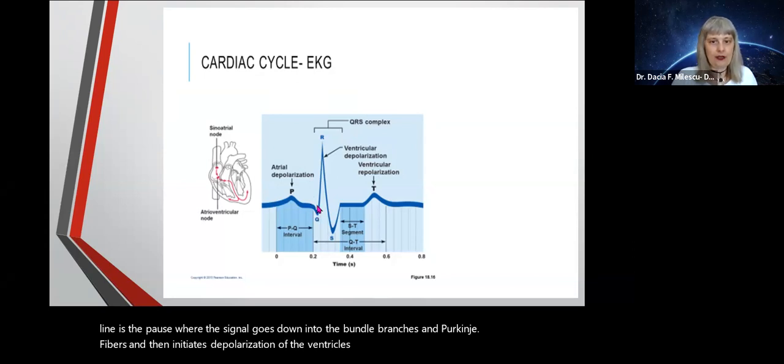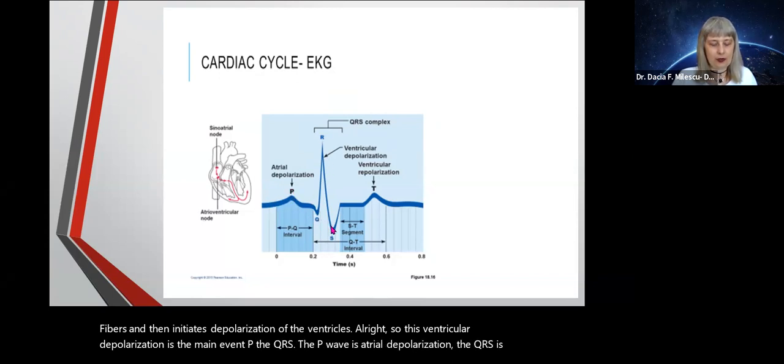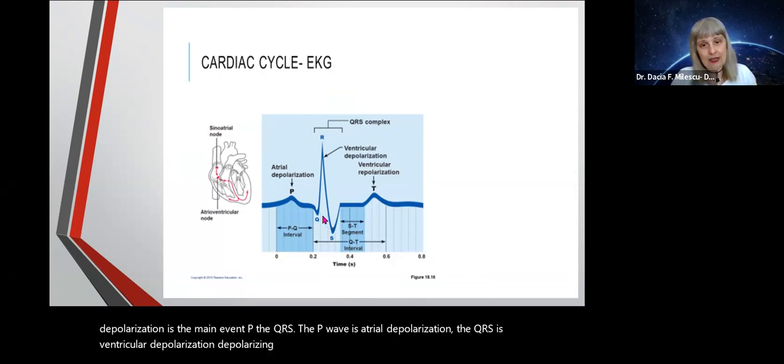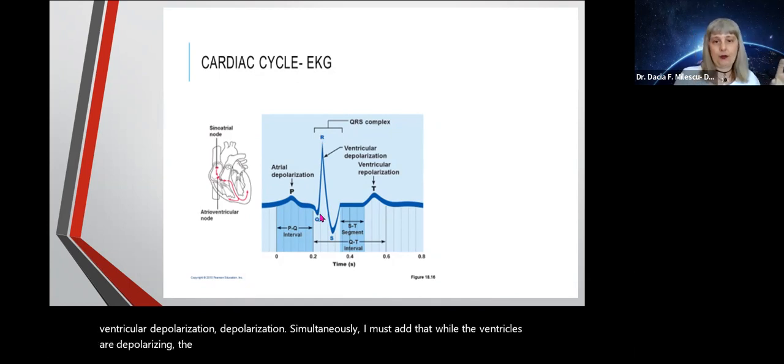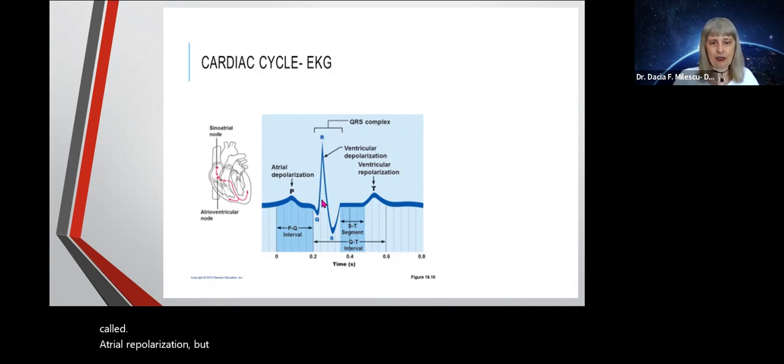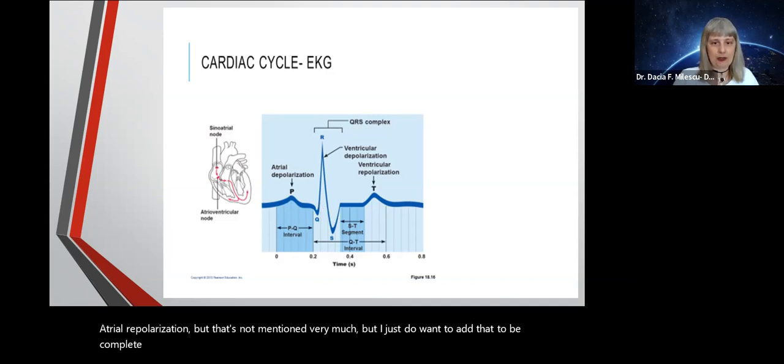All right, so this ventricular depolarization is the main event, the QRS. The P wave is atrial depolarization. The QRS is ventricular depolarization. Simultaneously, I must add that while the ventricles are depolarizing, the atria are going back to their original resting membrane potential. So that's called atrial repolarization, but that's not mentioned very much. But I do want to add that for the sake of completion.